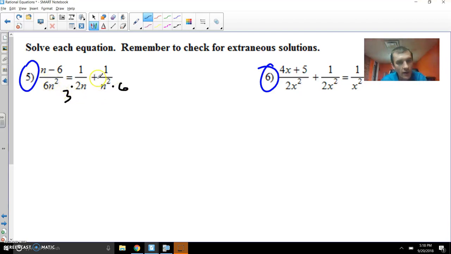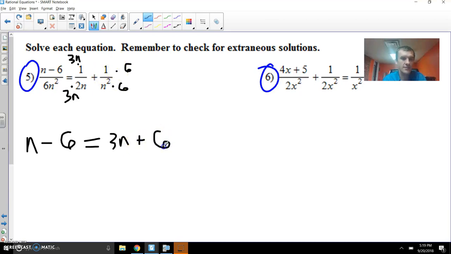Now, it's n squared for these sides, so actually I better multiply this one by another n. So I'm going to multiply this one top and bottom by 3n. I'm going to multiply this other one by 6. So n minus 6 on the right doesn't change. But 3n times 1 is 3n, and plus your 6 times 1 gives you 6.